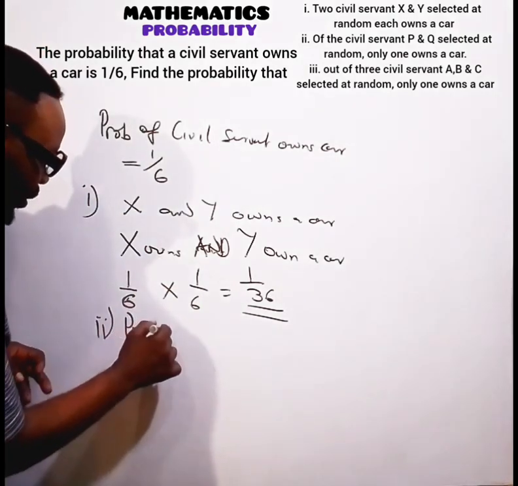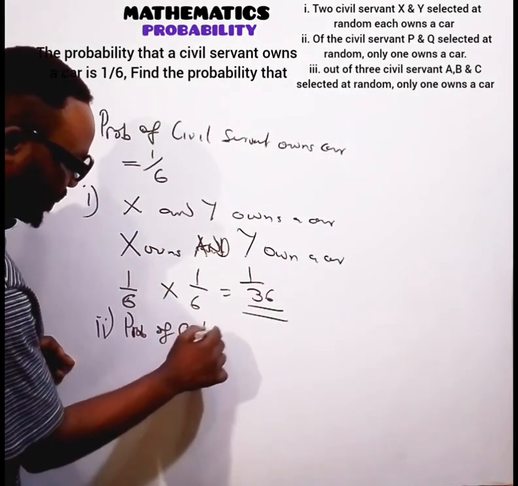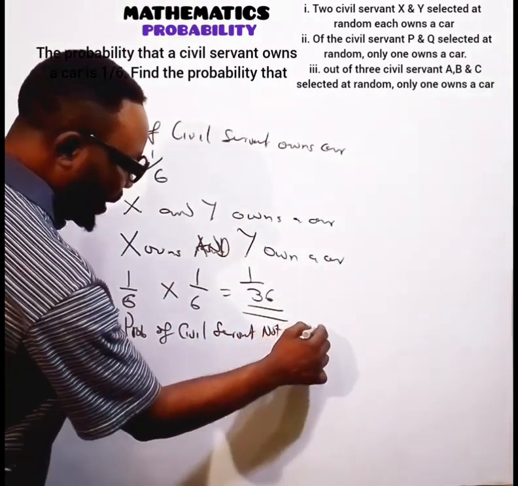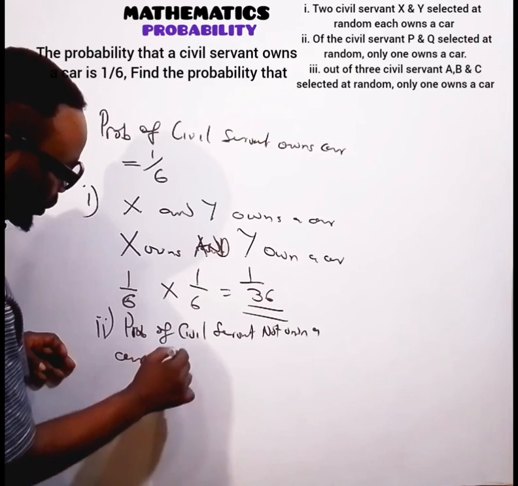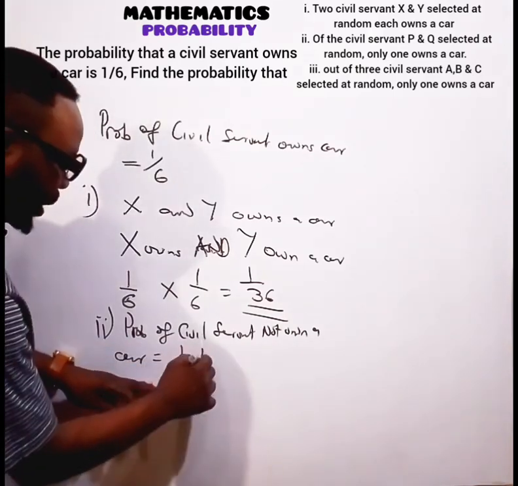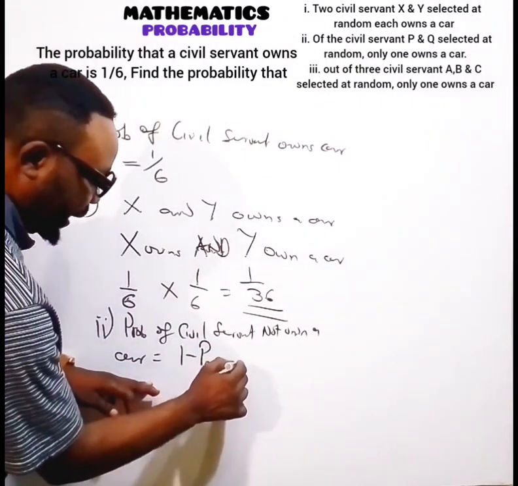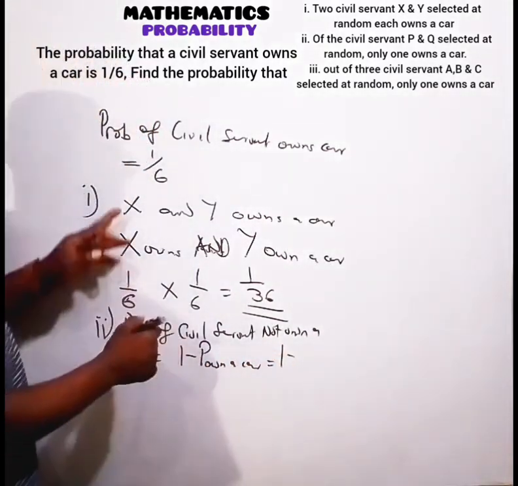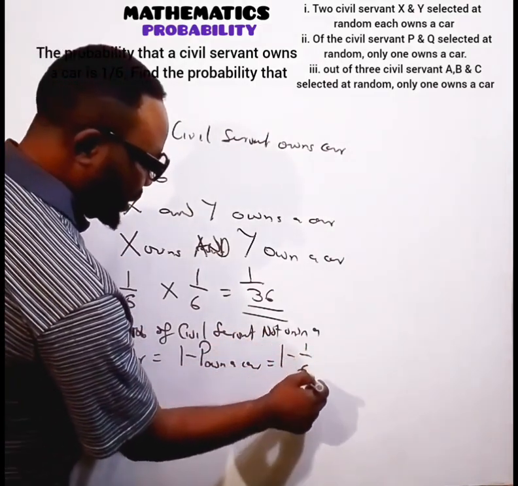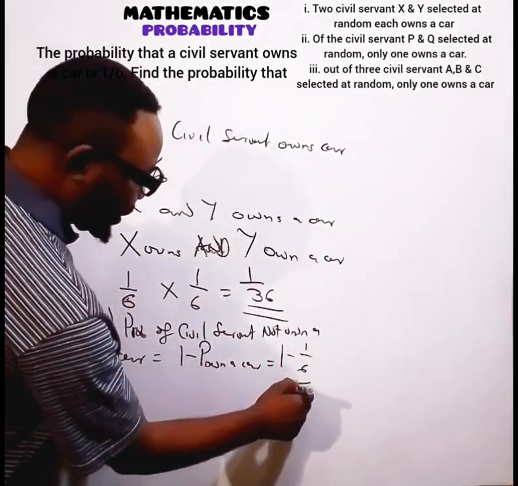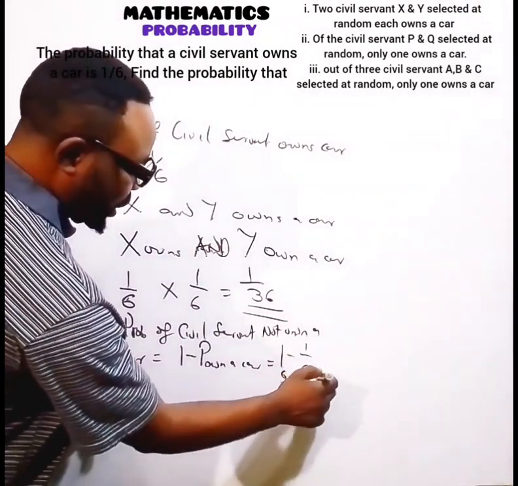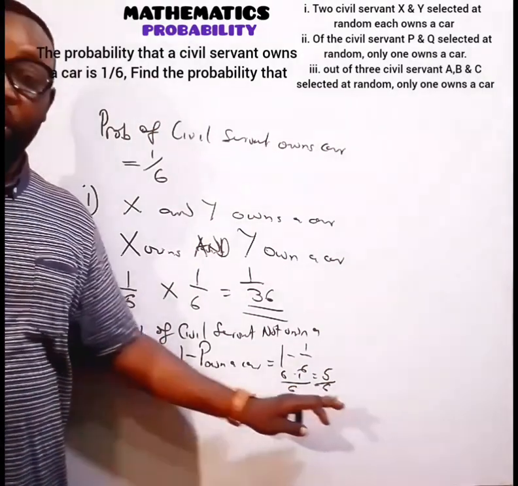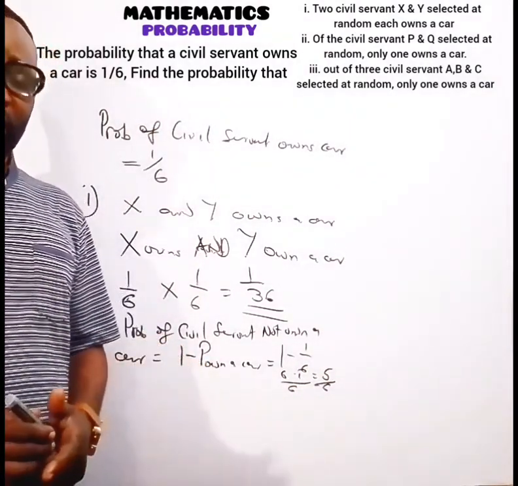Probability of a civil servant not owning a car will be equal to 1 minus the probability of a civil servant owning a car, which is equal to 1 minus, what's the probability of a civil servant owning a car? 1 over 6. You find the LCM of that, that's 6. 6 minus 1, which is 5 over 6. So the probability of a civil servant not owning a car is 5 over 6.